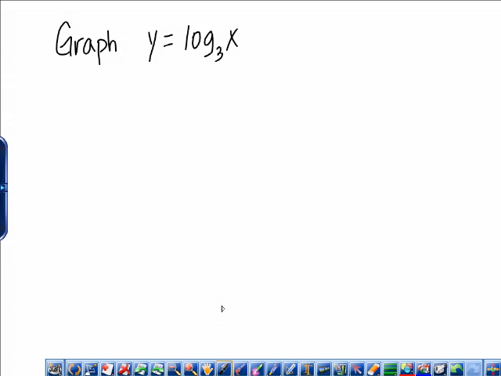If I ask you to graph y equals log base 3 of x, well, you know that this is basically the parent function. The base of the log does matter, but some things that aren't going to change are this vertical asymptote at x equals 0 and this point right here at (1, 0). And we know this because log of 1 is 0. So I know the graph is going to do something like this.